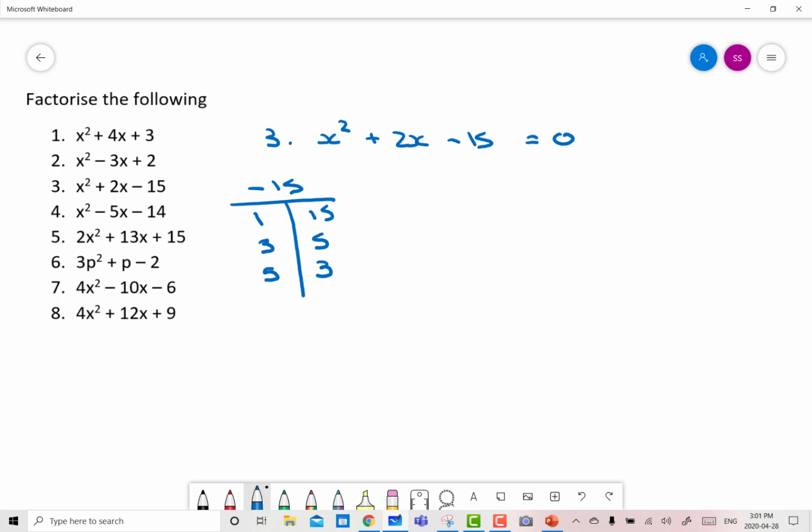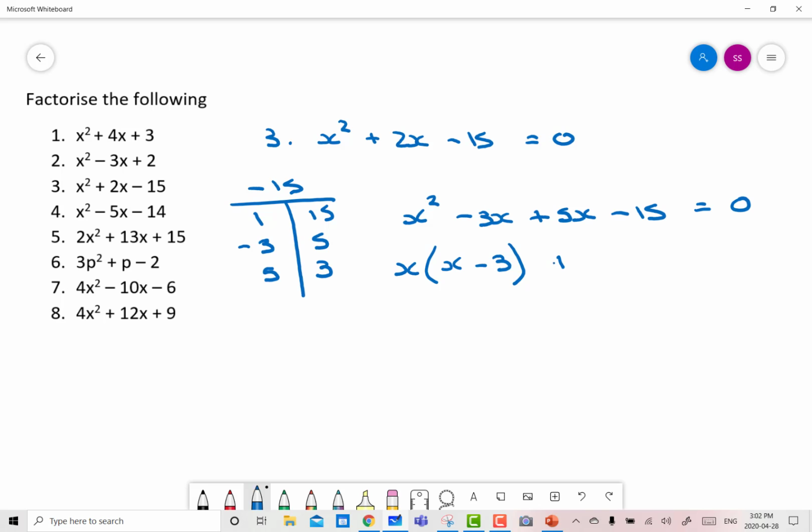Okay then, so which pair are we going to use to give us a +2? Well, if I picked on -3 and +5, that would give me +2. So that'll be the pair that I'll pick on. So my expanded form will be x squared minus 3x plus 5x minus 15 equals 0. Factorising the left two, taking x out common, that will leave me with x minus 3 in the brackets.